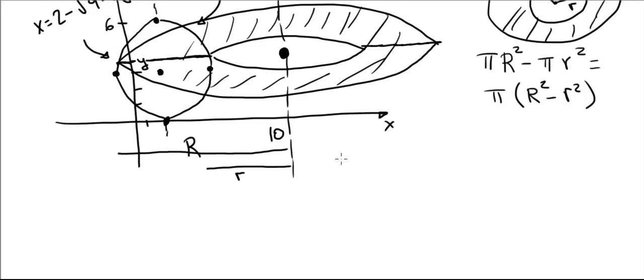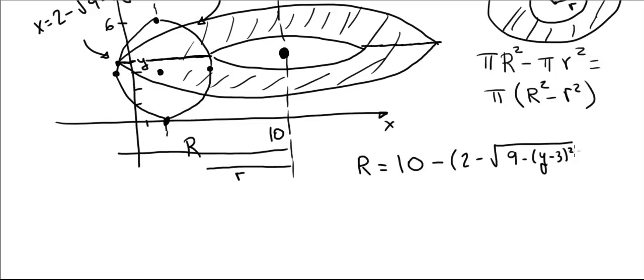Let's start with the big radius. The distance from the axis of rotation to the y-axis is 10 units. But you can see that in this picture, big R is a little more than that. Seems like we have to add, but notice that the x-coordinate of the left semicircle is negative because it's in the second quadrant. So we're actually going to subtract the x-coordinate of the left semicircle, which is 2 - the square root of 9 - (y - 3)^2. So we have 10 minus a negative number, which will be positive. Therefore, big R will be a little bit more than 10.